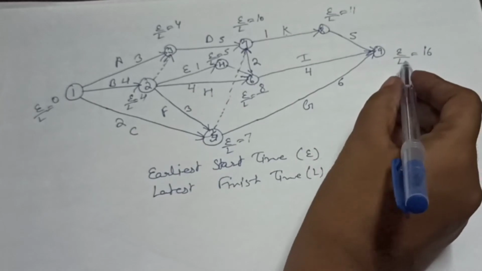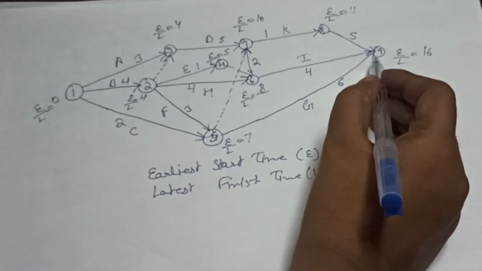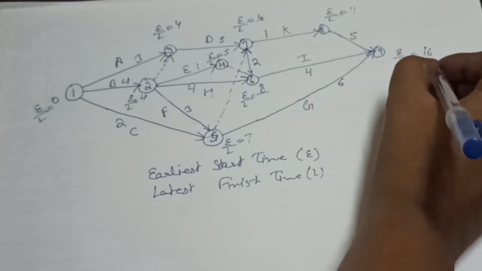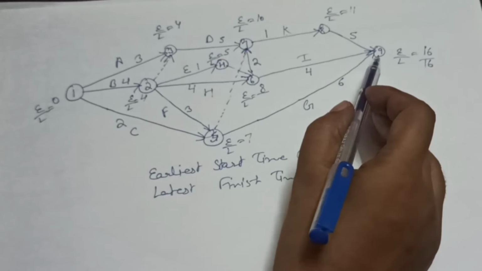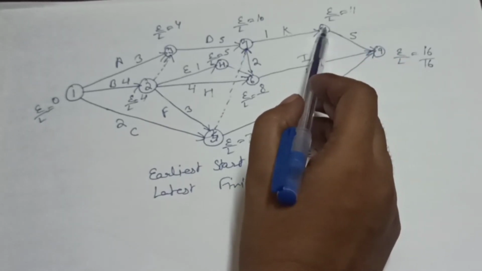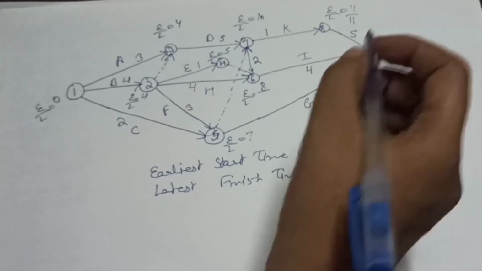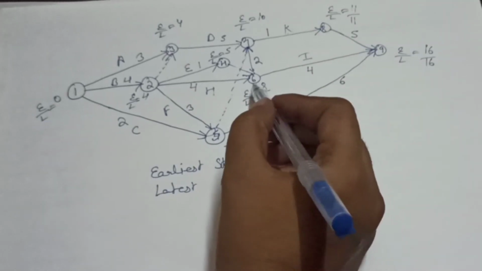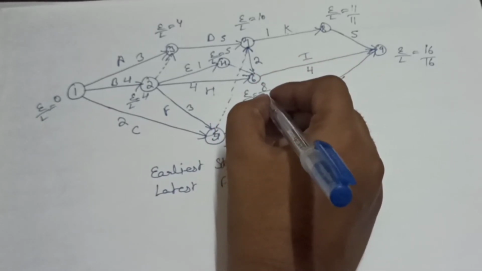L will start from here, from this ending node. E and L value are the same for this ending node, so we will write here 16. So you can say L is equal to 16 for this node. Now we will calculate L for this node. 16 minus 5 is equal to 11. Then we will calculate L for this node. 16 minus 4 is equal to 12.